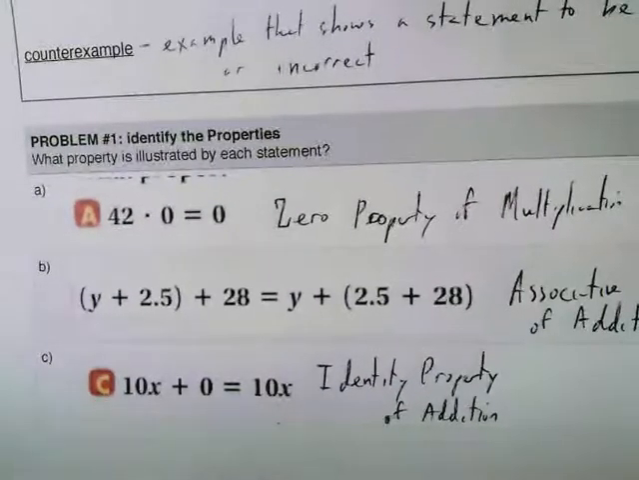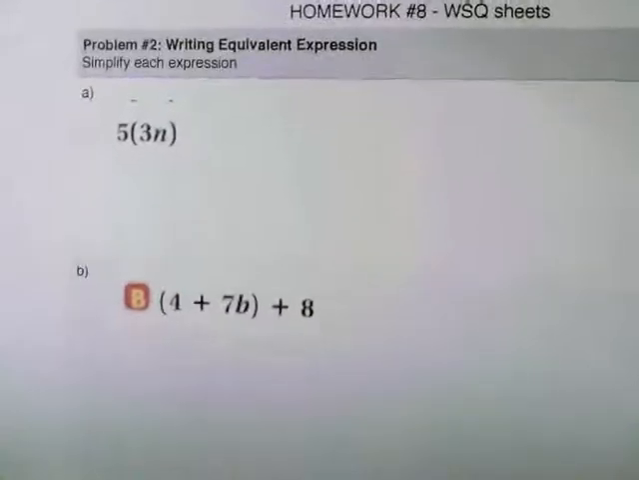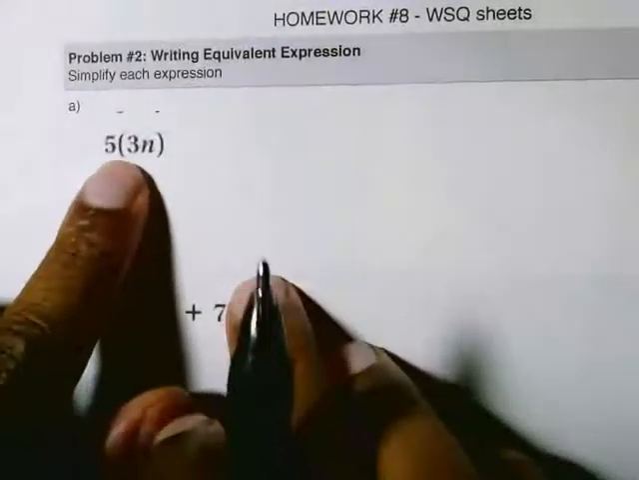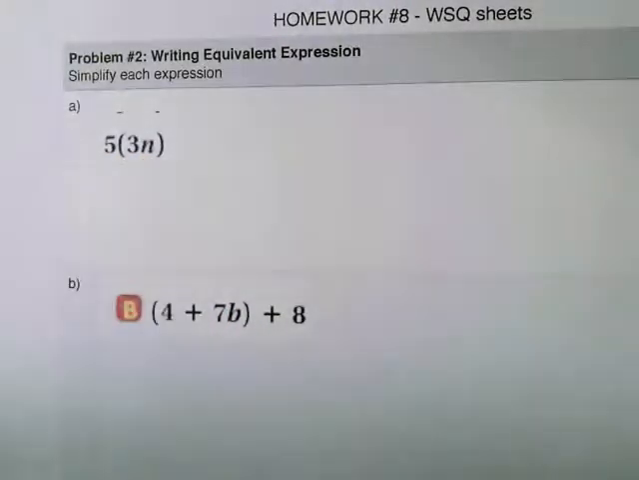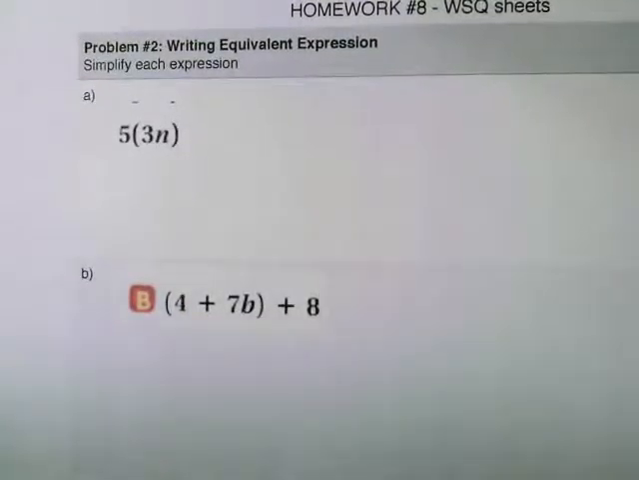Alright, so please memorize those properties. Alright, so now this is the tough part. Now let's actually use these properties. So I'm going to rewrite an equivalent expression. Equivalent expression means an expression that has the exact same value for all possible values. And honestly, you'll see. So for this one, 5 times 3n. They want to simplify this expression. So we can use the properties we just finished going over to simplify this expression.